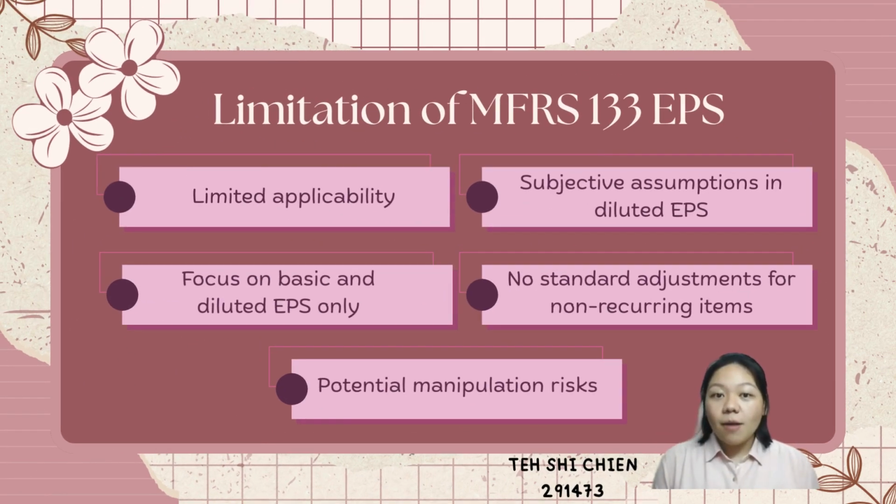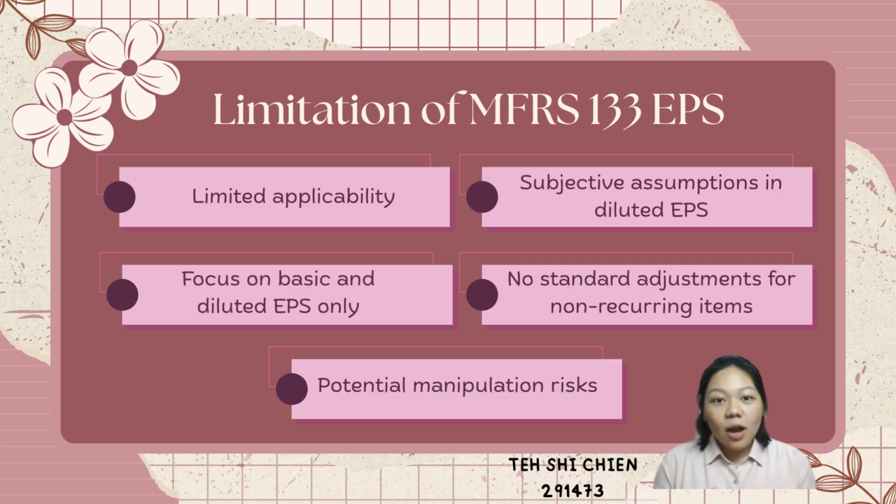Another limitation of MFRS 133 is the subjective assumptions in diluted EPS. The calculation of diluted EPS relies on theoretical assumptions. This can mislead users by showing a lower EPS and making the company seem less profitable than it actually is.